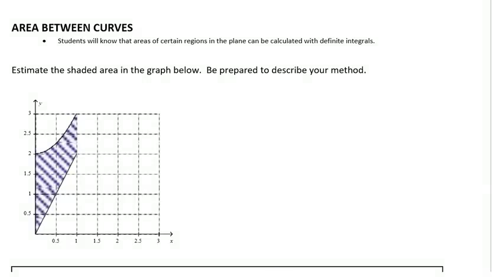Okay, today we're going to talk about the area between curves, and by the end you'll know that certain regions can be calculated with definite integrals, which we're going to do in a minute here. First, I want you to estimate the shaded area in the graph below and be prepared to describe your method. I'm going to give you a few minutes. You can pause the video and go ahead and calculate that. I'm going to do the same, and when we come back we'll talk about the solutions.